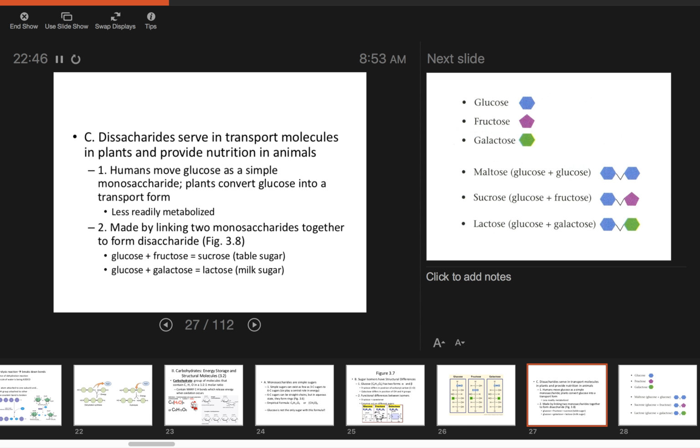In animals, disaccharides provide nutrition. Humans move glucose as a simple monosaccharide. Plants have to convert it to a disaccharide so that it doesn't get broken down right away, because plants tend to store their sugar and save it for a rainy day. Disaccharides are made by linking two monosaccharides together. In your book, figure 3.8 does a nice job showing that.